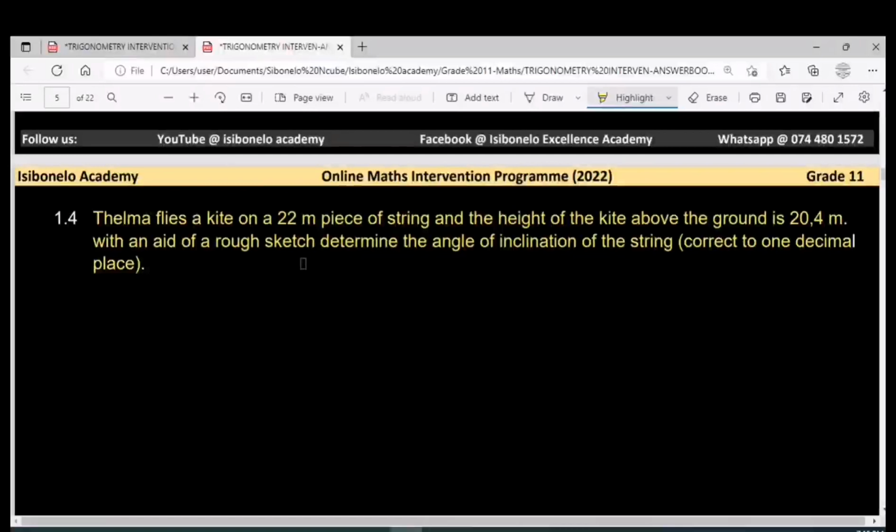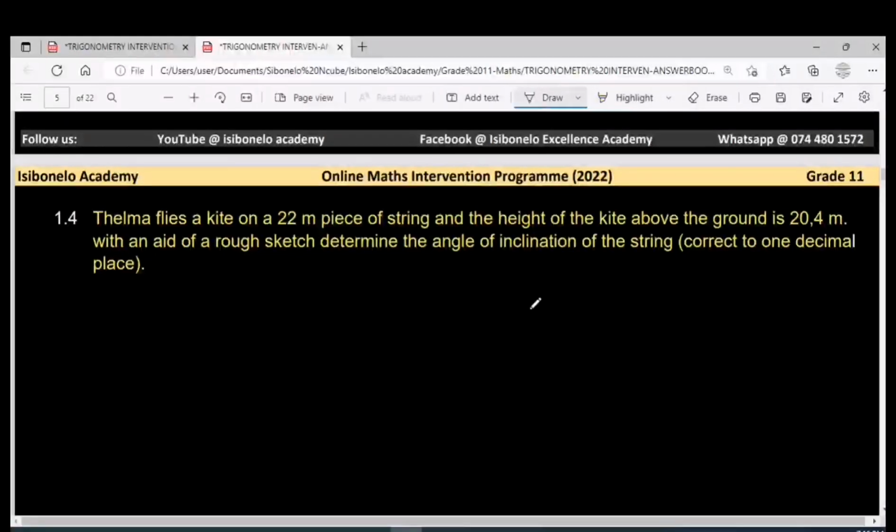So with the aid of a sketch, we must have our own sketch that we draw. We have Thelma and the kite. Thelma is flying a kite, and the kite is up in the air. Thelma flies a kite on a 22-meter piece of string, so the length of the string is 22 meters. And the height of the kite above the ground is 20.4.